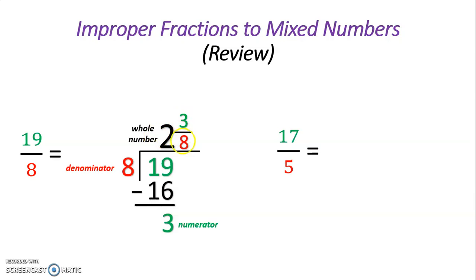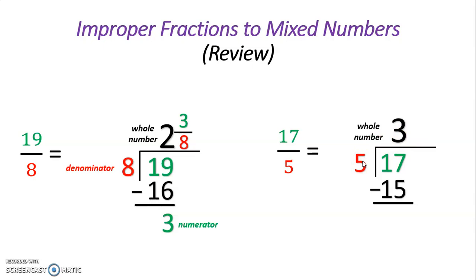We'll try another one to make sure we have it. 17/5 is an improper fraction. We'll use division. 17 will be our dividend, and 5 will be our divisor. We'll see how many groups of 5 are in 17. The closest we can get without going over is 3. That's our whole number. 5 times 3 is 15. When we subtract, we have 2, which will be our numerator. And remember, our denominator stays the same, 5. So in this case, 17/5 as an improper fraction will convert to 3 2/5 as a mixed number.